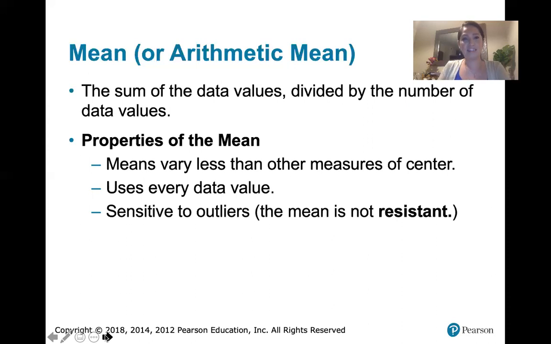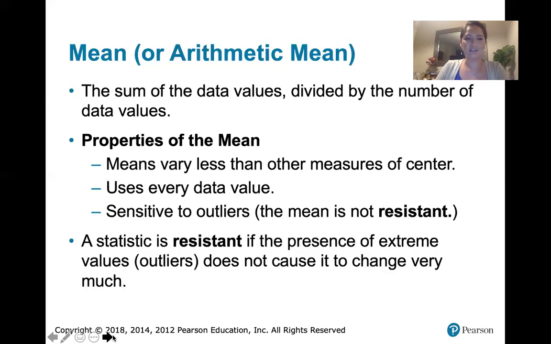Another way of saying that the mean is sensitive to outliers is to say that the mean is not resistant. And here's the definition of resistant. A statistic, remember, that's just a number that goes with a sample. It characterizes a sample. We say it's resistant if the presence of extreme outliers does not cause it to change very much. So if we can have outliers and the statistic stays relatively stable, we call it resistant. If we include outliers and they change the value of that statistic drastically, meaning that the statistic is sensitive to outliers, then we say it's not resistant.